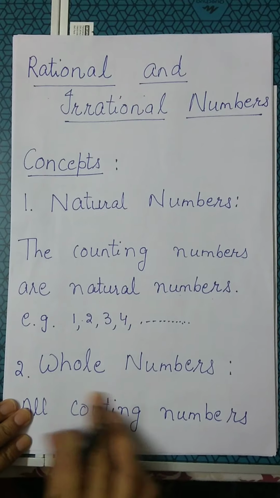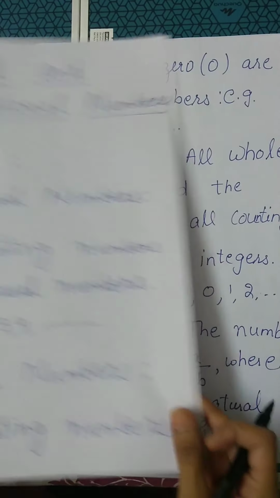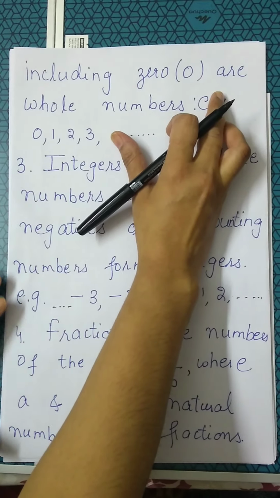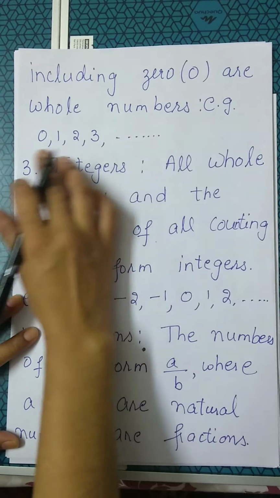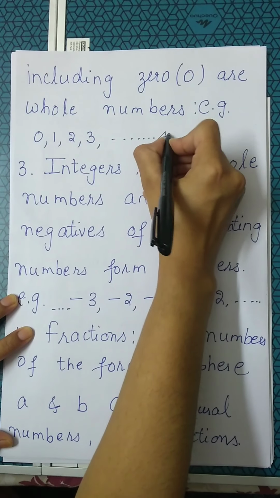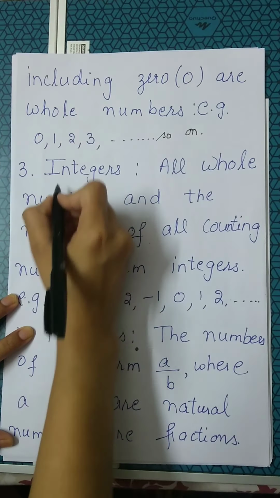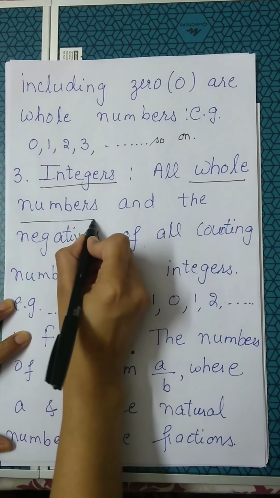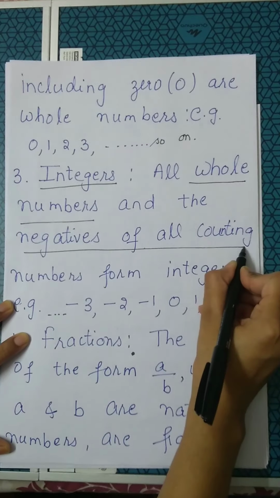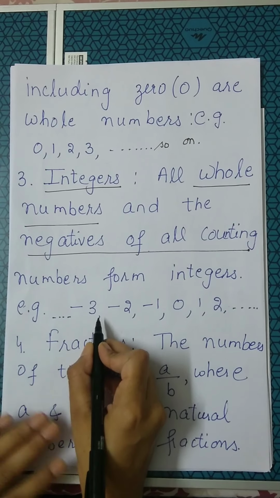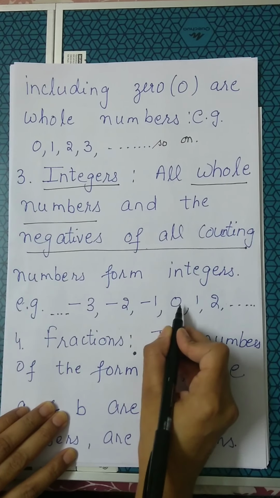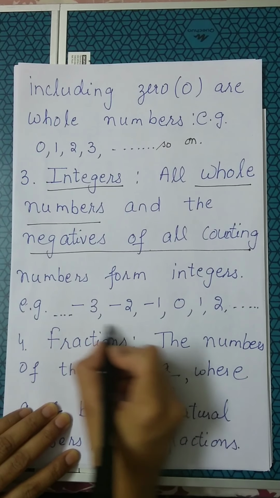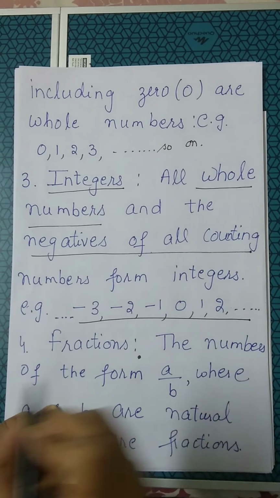Whole numbers. All the counting numbers including 0, they are whole numbers. For example, 0, 1, 2, 3 and so on. Now integers. All the whole numbers and the negative of all the counting numbers. That means minus 3, minus 2, minus 1, 0, 1, 2, 3. All these numbers, they are integers.